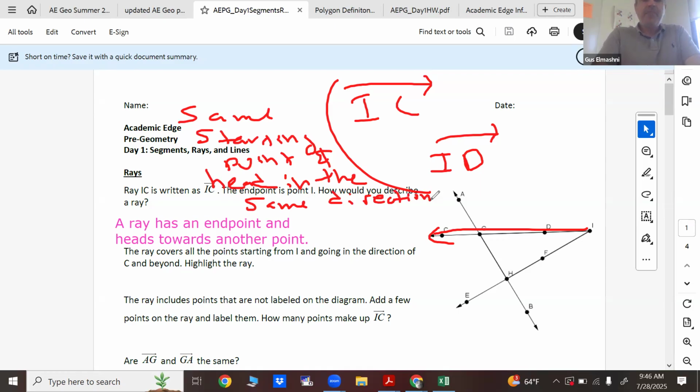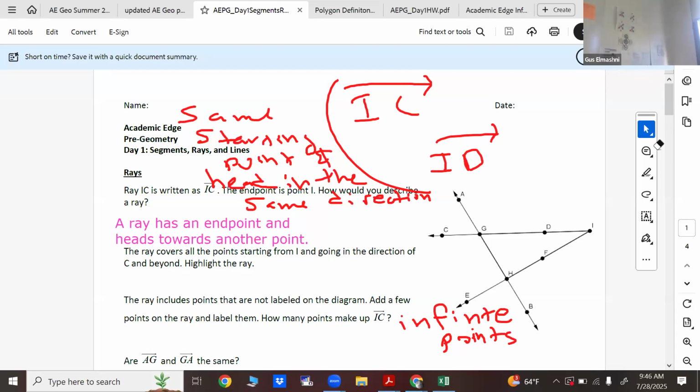So ray IC covers all the points starting from I and going in the direction of C and beyond. Highlight it, which I just did. The ray includes points that are not labeled on the diagram. Add a few points on the ray and label them. Yeah, sure, like G and D, right? But how many points make up IC? Truly, there are infinite points. So this is another topic we need to discuss.